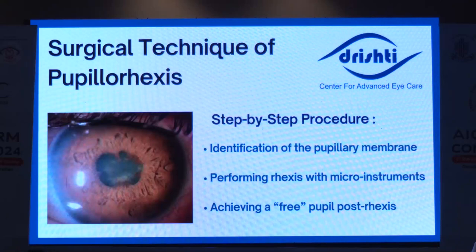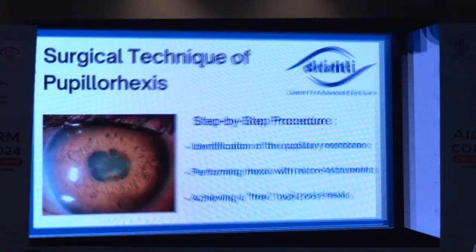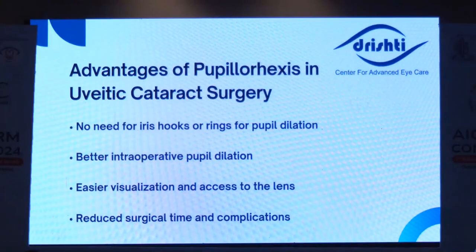So the keynote is identifying the pupillary membrane, distinguishing it from the anterior capsule and the synechiae, performing a rhexis with a micro instrument, and achieving a free pupil post-rhexis. So this gives you a very easy surgery. It does not require any iris hooks, and gives you better pupillary dilatation intraoperatively and good visualization of the surgery. Thank you.